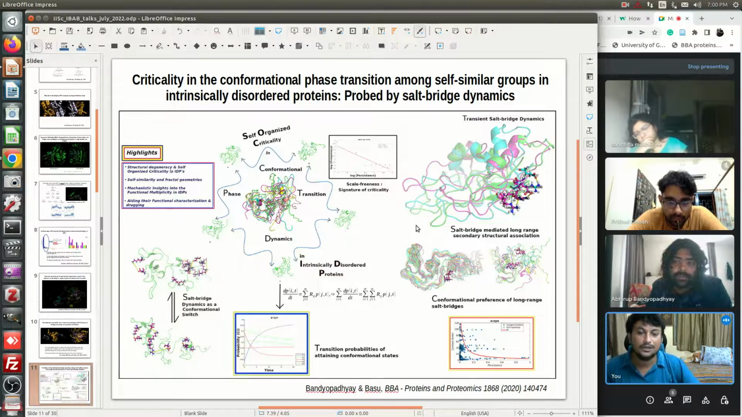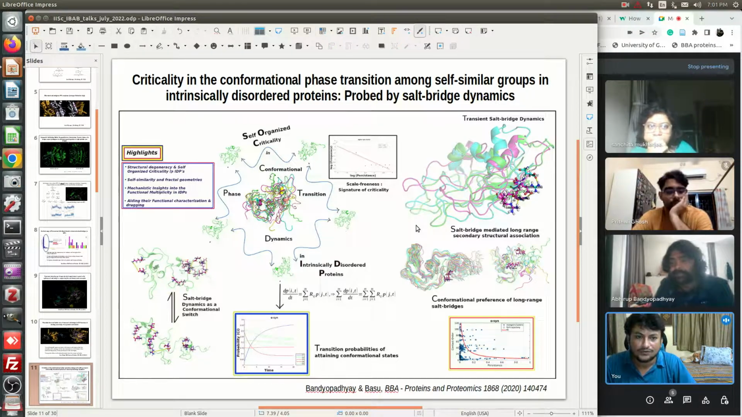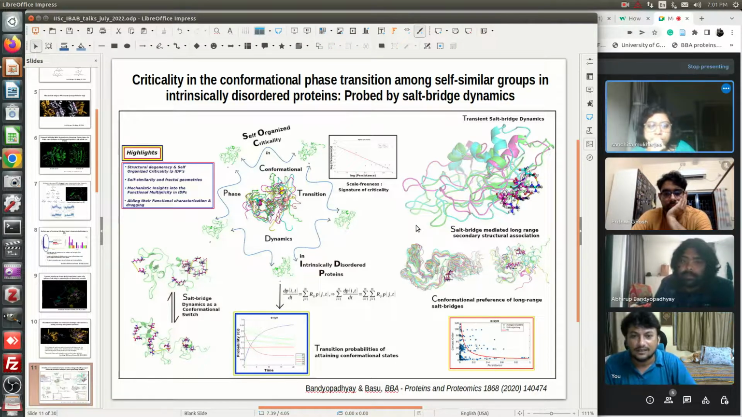Because we know that rugged energy surfaces are characteristic of IDPs. They do not have a global minima, but they hover around multiple local minima in the rugged energy landscape. So, regarding the physical flexibility and different conformations sampled, is there a conformational preference in other terms? That we tried to address.